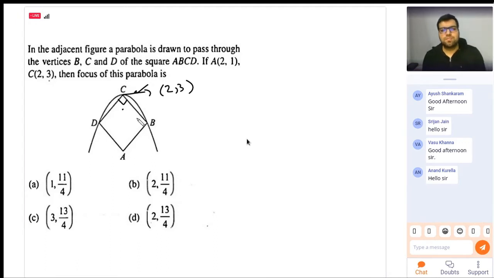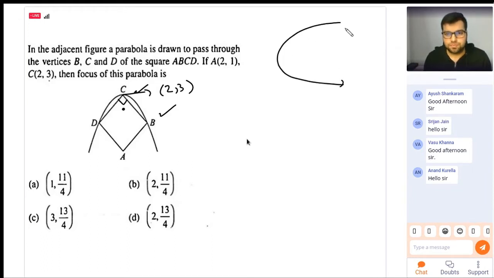So instead of finding the focus in this particular diagram, what I will do is convert this downward facing parabola to a right parabola. Why? Because for a right parabola, I know most of the things. It is easier for me to solve for a right parabola. Okay. So a right parabola will be of the form y square is equal to 4ax. So let's do this.